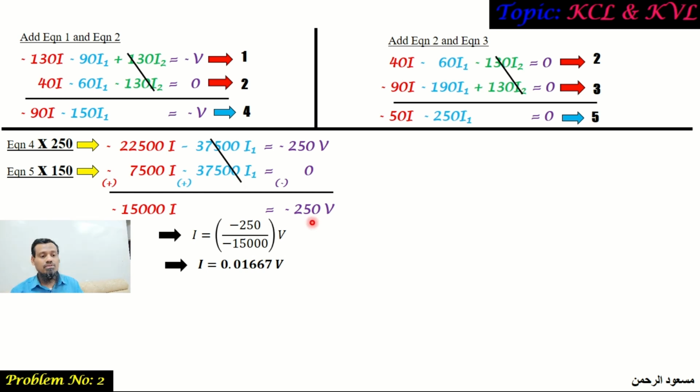0.01667 V. Just one point to be noted, this V is the battery voltage V. We found the battery current in terms of battery voltage. Let us substitute this I value in equation number 4.